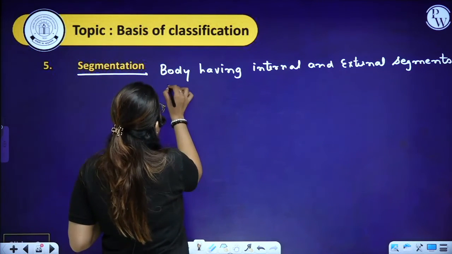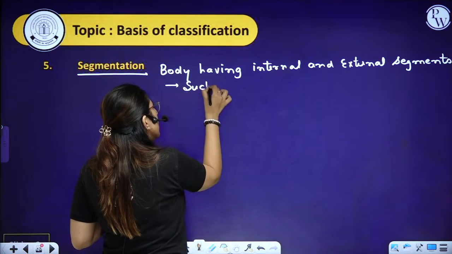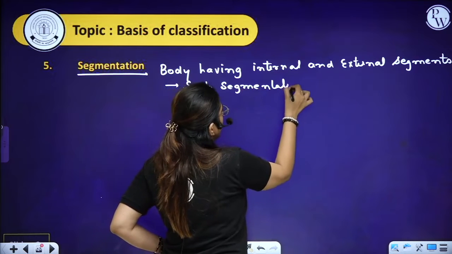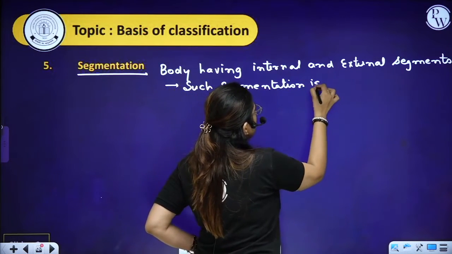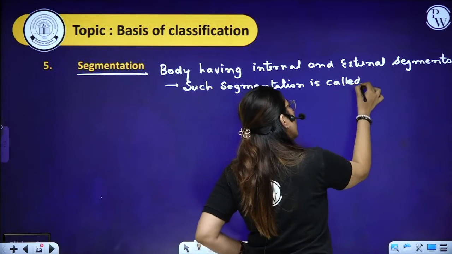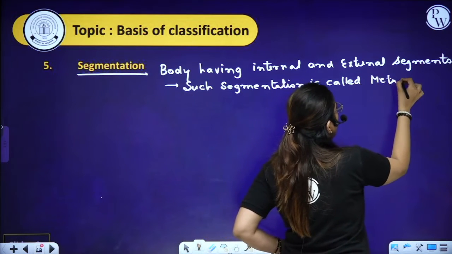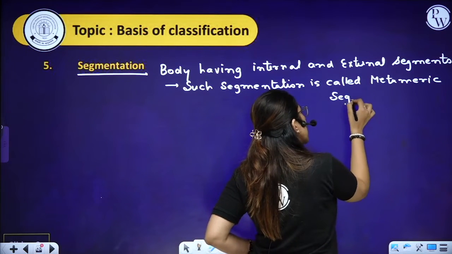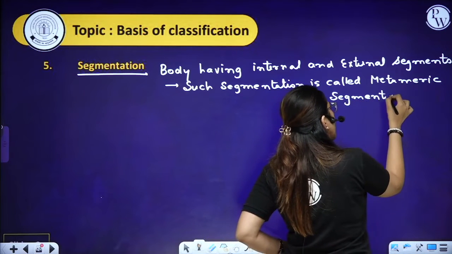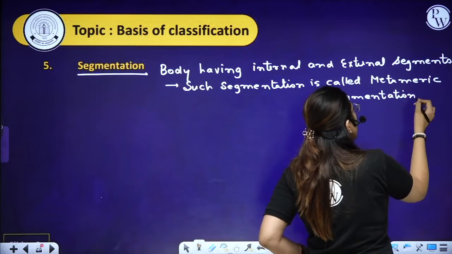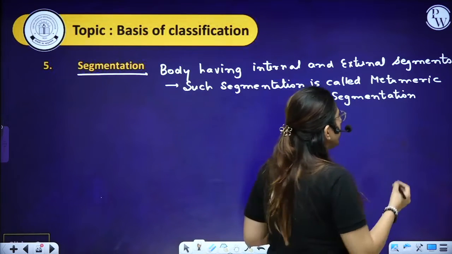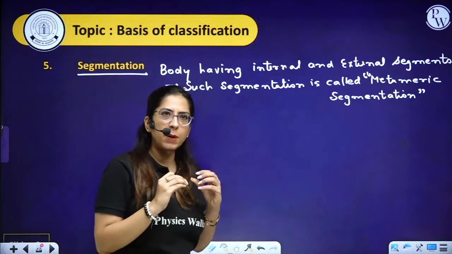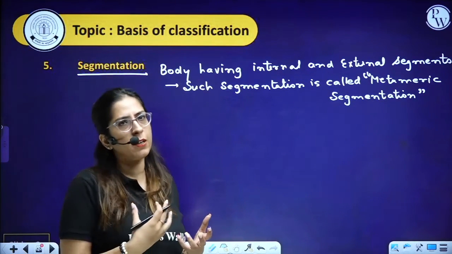So such segmentation is called what? Metameric segmentation. Metameric segmentation. That means there is repetition of segments. Very important. There is repetition of segments. That means if you look at the external features, the segments are repeated. Internally also, the internal structures are being repeated.